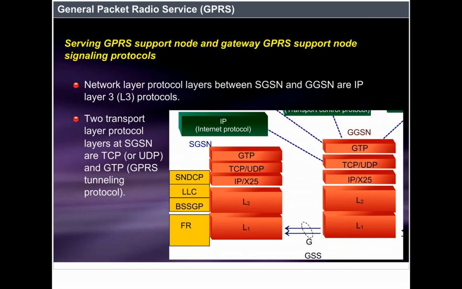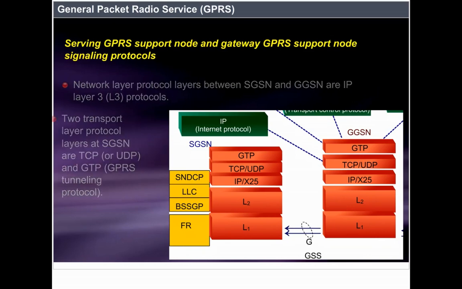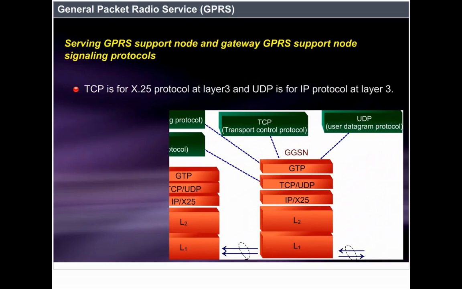2 transport layer protocol layers at SGSN are TCP or UDP and GTP, GPRS tunneling protocol. TCP is for X.25 protocol at layer 3 and UDP is for IP protocol at layer 3. GTP uses TCP and IP or UDP and IP.